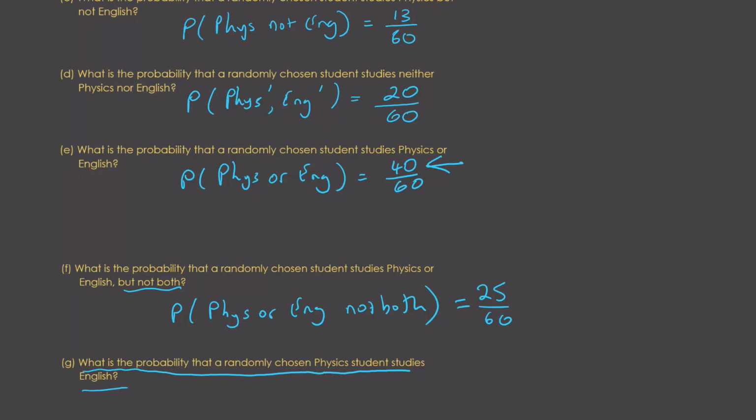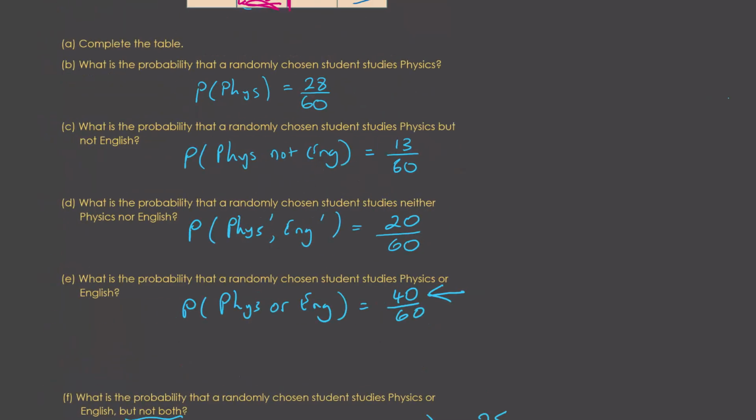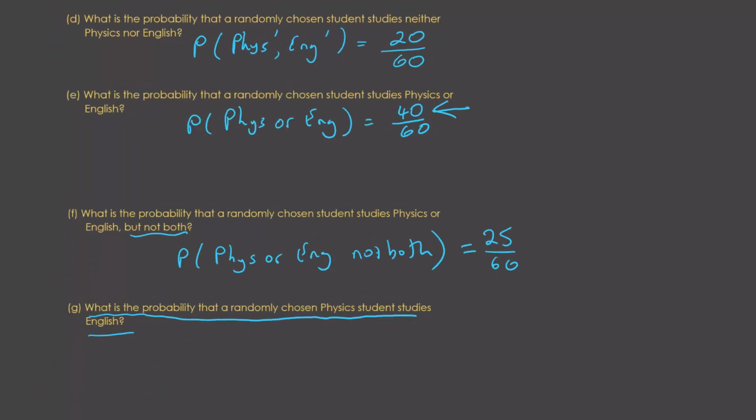So we want the probability that a randomly chosen physics student studies English. Well, 13 of these students study English. So the probability that they do English, given that they do physics, is 13 out of 28.